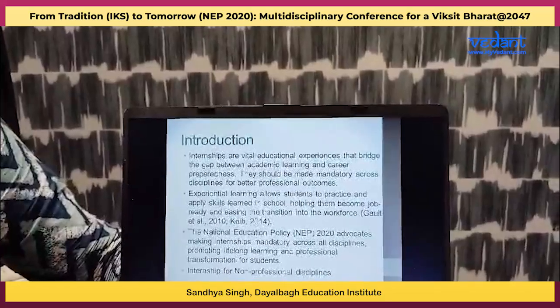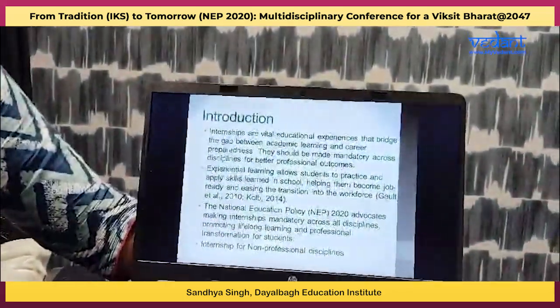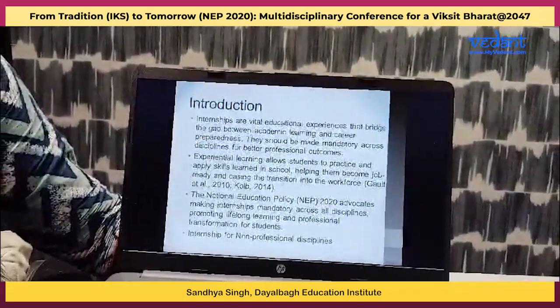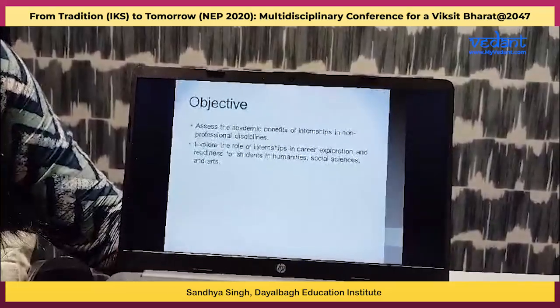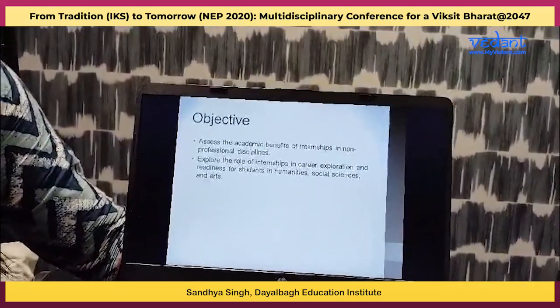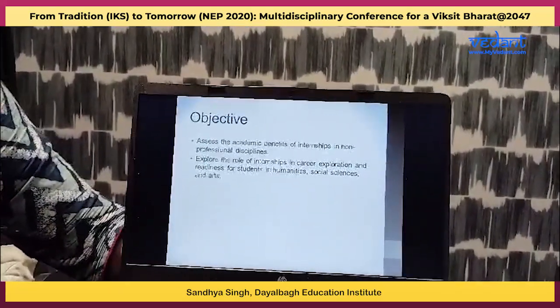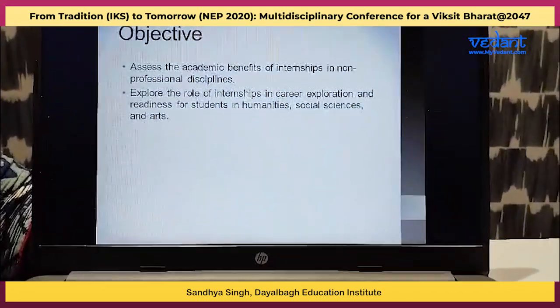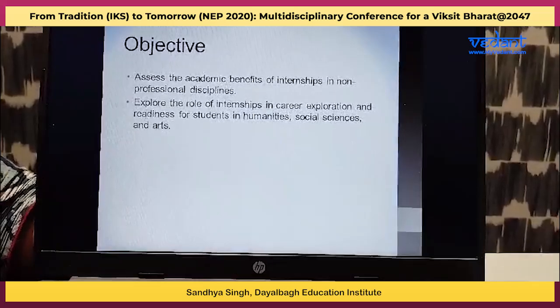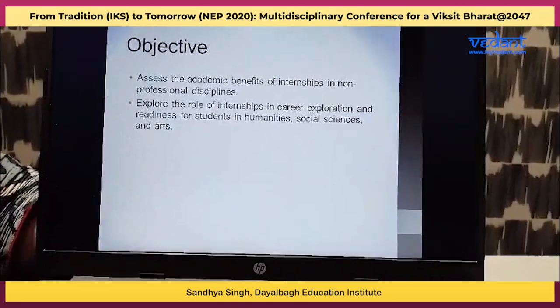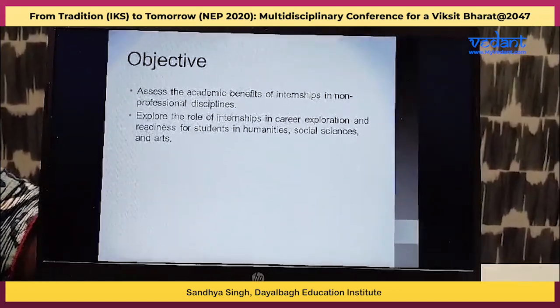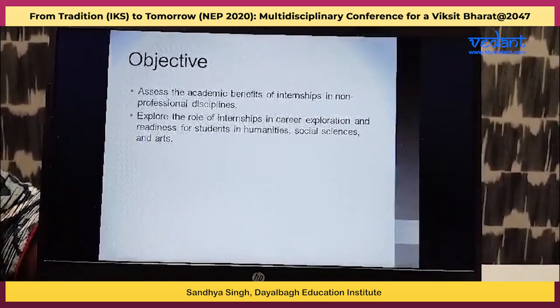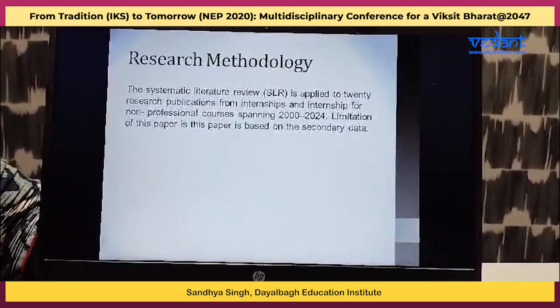The National Education Policy made it mandatory for all the disciplines, so we have to work on it, and it is not yet initiated in India for all disciplines. We are working on it, but it's not yet done. The objective of my study is to assess the academic benefit of internship in non-professional courses, and explore the role of internship in career exploration and readiness for students in humanities, social science and art.